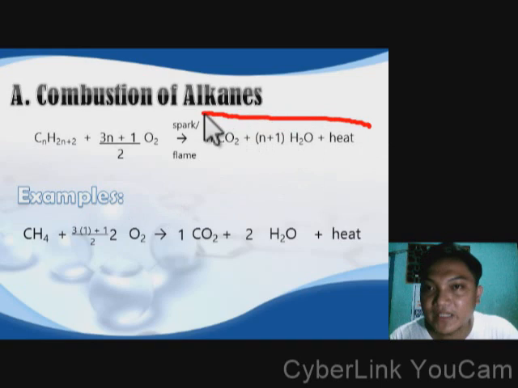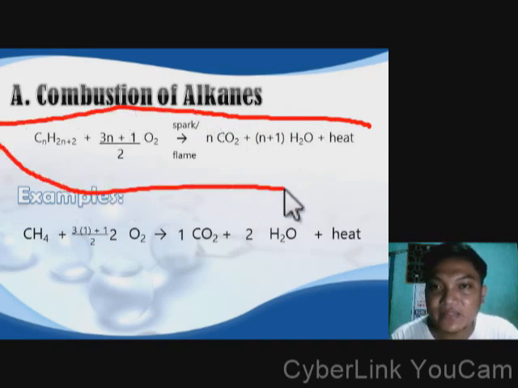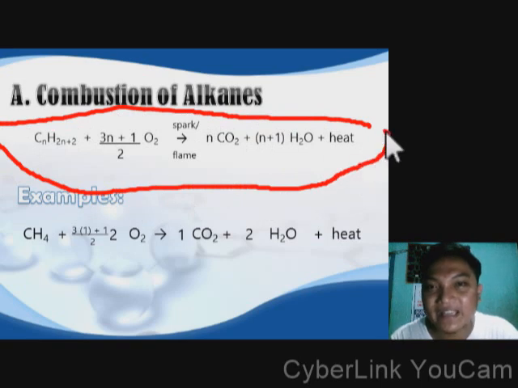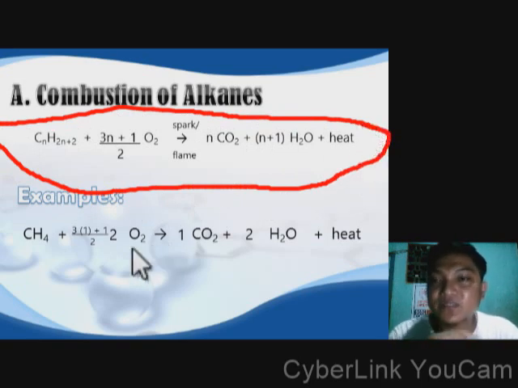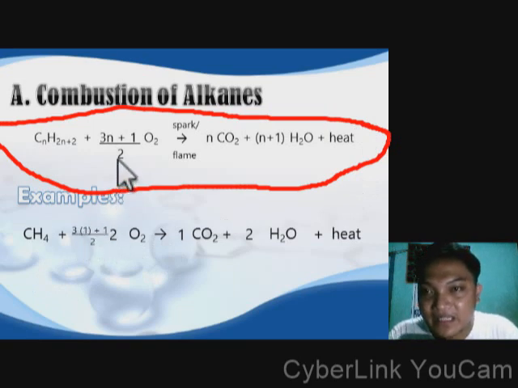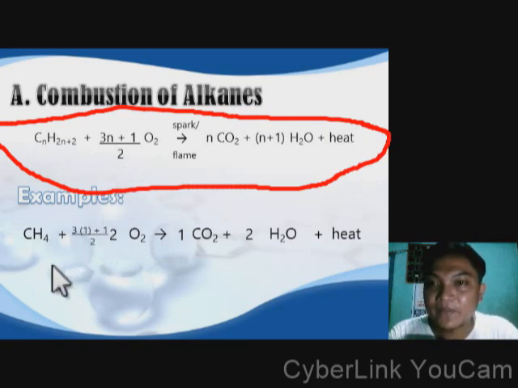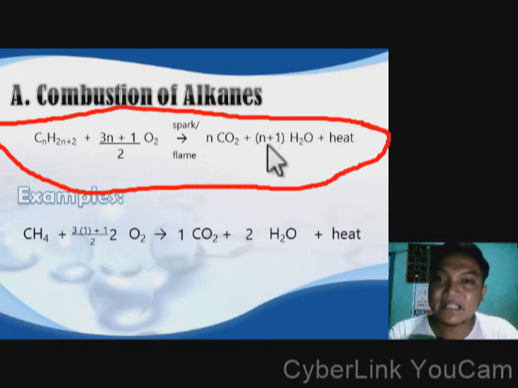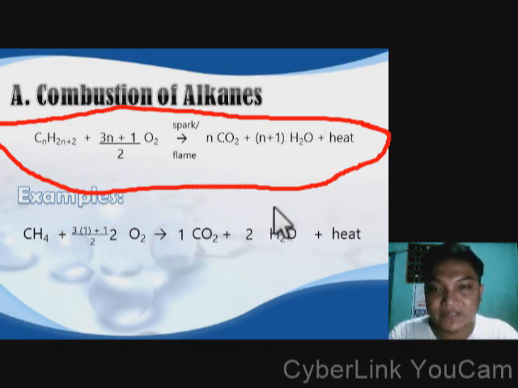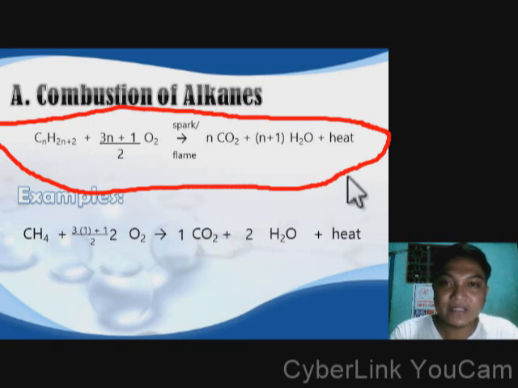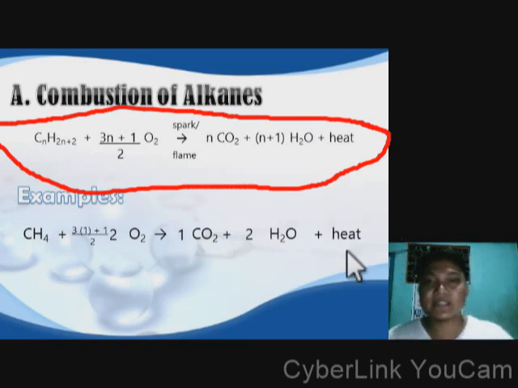Look at the formula here, look at the n's. You just substitute the number of n here. 3n plus 1, so 3(1) plus 1 over 2. And then n is 1, and then n plus 1, so it became two water plus heat. Okay? Did you get that?